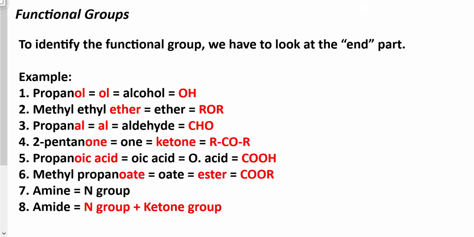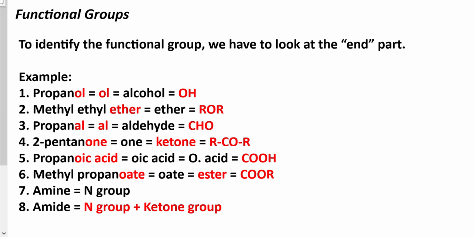Then you have methyl propanoate. If it ends with OATE, it's ester. And the functional group seems very similar to carboxylic acid, organic acid in this case, and it ends with COOR, meaning you have a carbon group and then you have two oxygens, and then you have another carbon group. So in this case, for ester, it seems very similar to ketone, where a carbon is double bonded with oxygen, and then you have another oxygen attached to the same exact carbon, and then that oxygen has another carbon group attached to it.